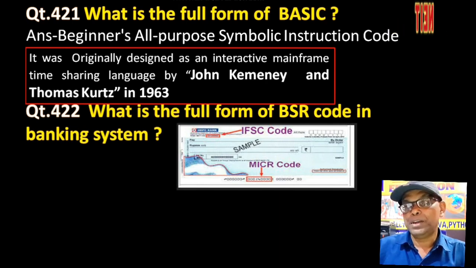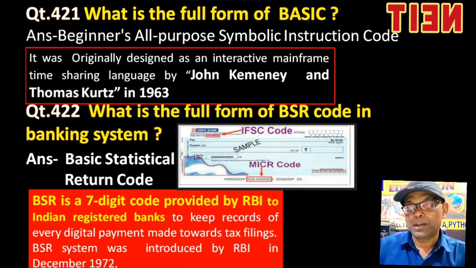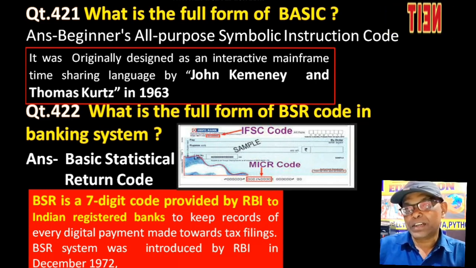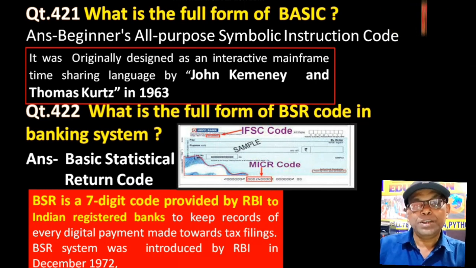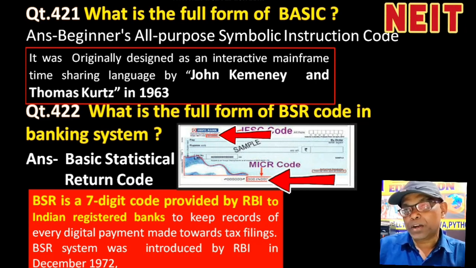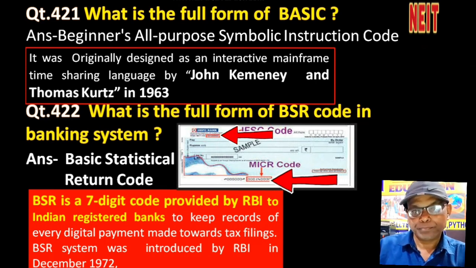What is the full form of a BSR code in the banking system? Now you check the figure I have given here. IFSC code, MICR code, Basic Statistical Return Code. BSR code is a 7-digit code provided by the Reserve Bank of India to Indian registered banks to keep records of every digital payment made towards tax filing.